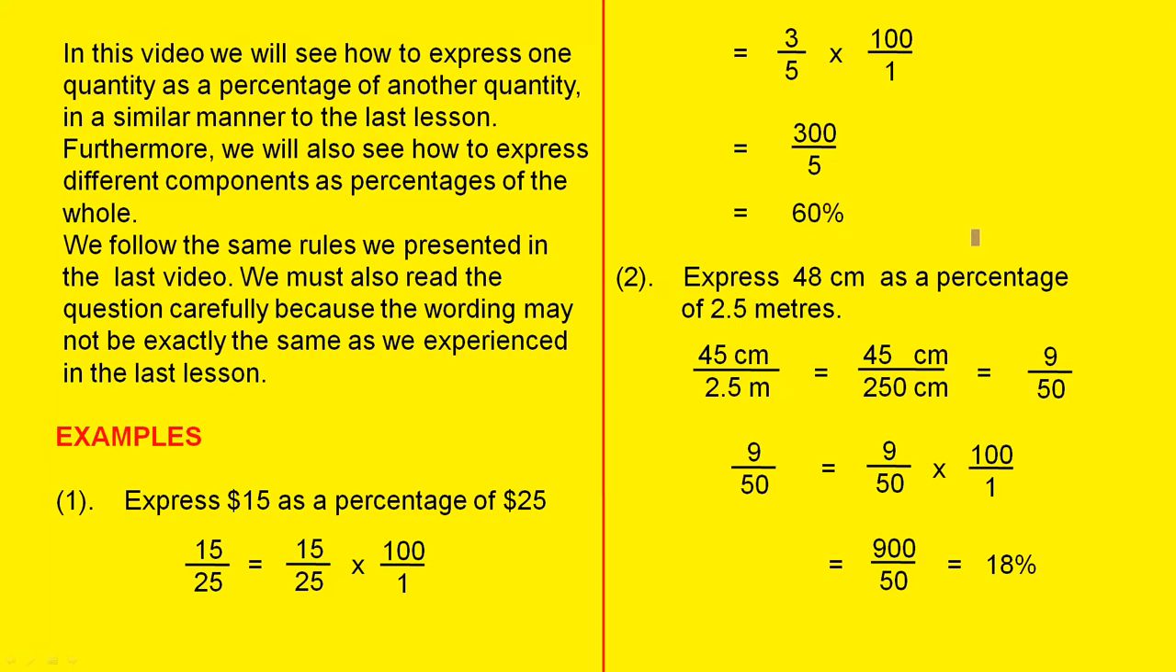Number 2. Express 48 centimetres as a percentage of 2.5 metres. So 45 centimetres over 2.5 metres will be 45 centimetres over 250 centimetres. We saw in the last lesson that the units have to be the same. So the centimetres will cancel out. If we divide top and bottom by 5, that actually gives us 9 over 50. So 9 over 50 will be 9 over 50 times 100 over 1, which is 900 over 50, and that's 18%.